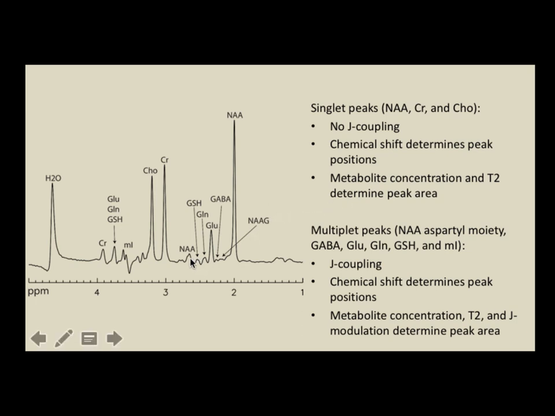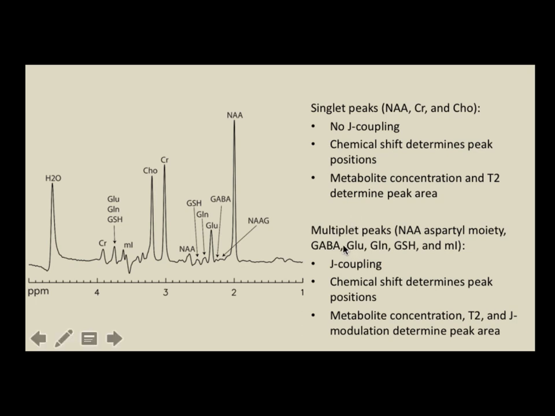NAA aspartate peak at 2.67 ppm, the GABA peak, the glutamate peak at 2.35 ppm, the glutamine peak at 2.45 ppm, and the glutathione peaks, they are called multiplets because they have J-coupling. Here, due to field inhomogeneity, the peaks broaden, so we cannot see the splitting. But if the field is more homogeneous, like in a solution NMR experiment, we can see the split. Each peak is split into several peaks due to J-coupling.